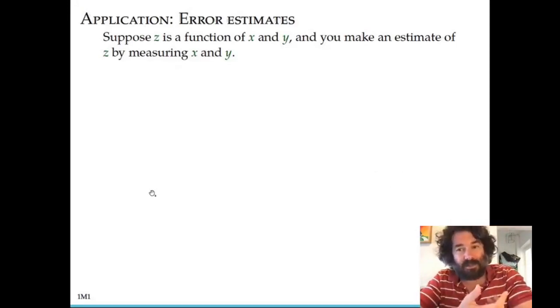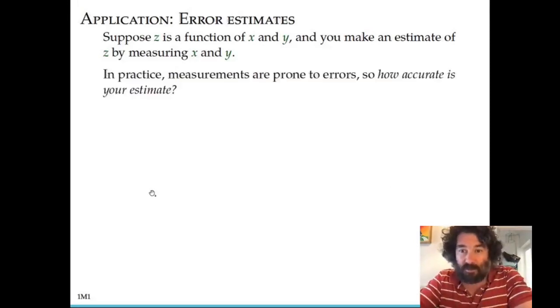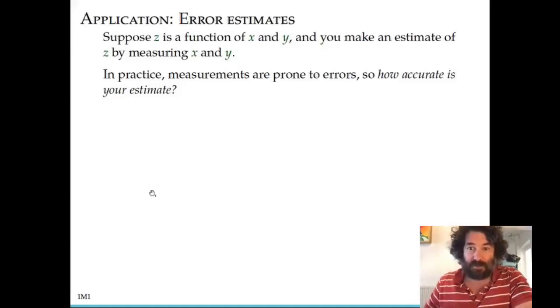And when you measure x and y in a real-world situation, of course, any measurement will be prone to some sort of error. And you may be able to estimate the size of the error. Say the error is no larger than some amount in your measurements. But then the question is, how large should you say the error is in z? If you calculate z from the measurements of x and y, which have some known errors. And so this is the question that we want to try to answer in this video. How should you report the error on z when z is calculated from some measured quantities?